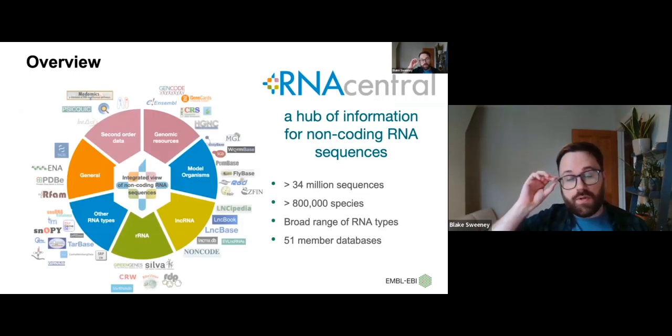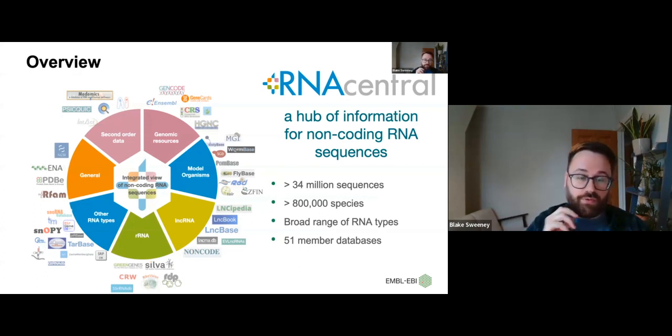So as an overview, what is RNA Central? It's a hub of non-coding RNA sequences. Currently, it has over 34 million different sequences from over 800,000 different species. And what we do is we go to over 51 different expert databases, and we take all of their sequences and some of the metadata they provide, and we give an integrated view of the non-coding RNA world. Instead of having to look at a bunch of different databases for non-coding RNA specific data, we give you one place to go to.